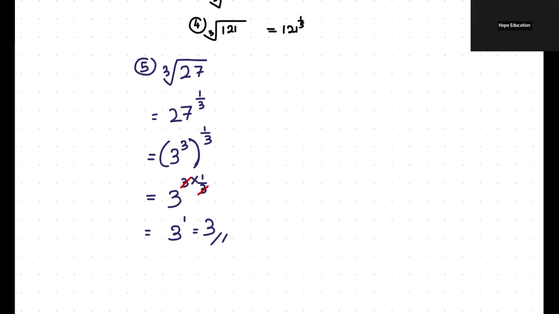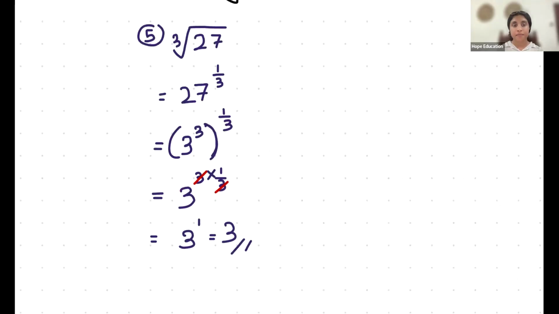Third row. Third row what? Method of multiplication එකක් ආවේද?